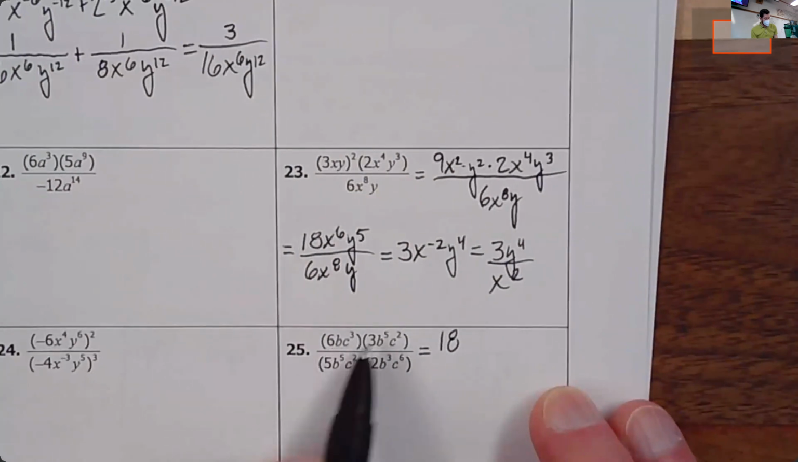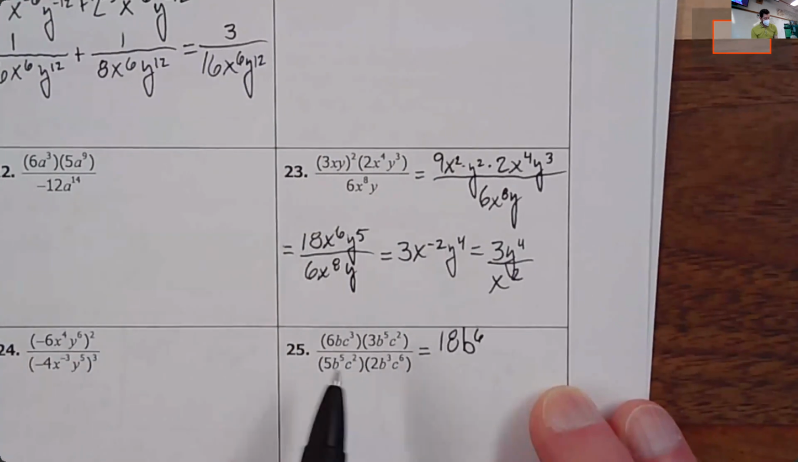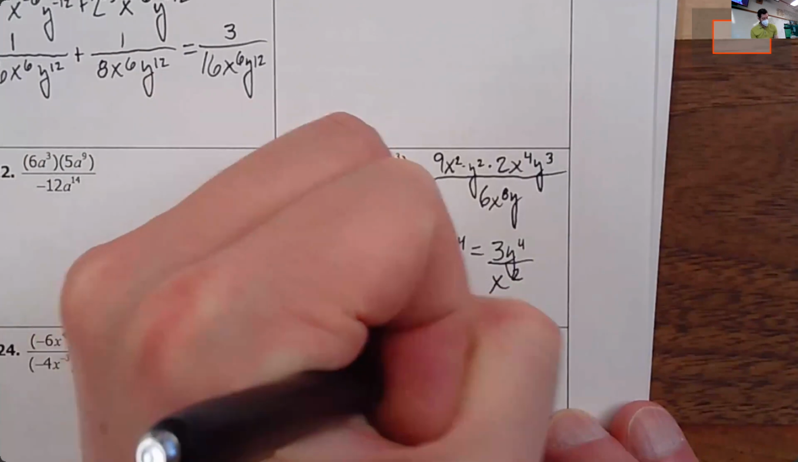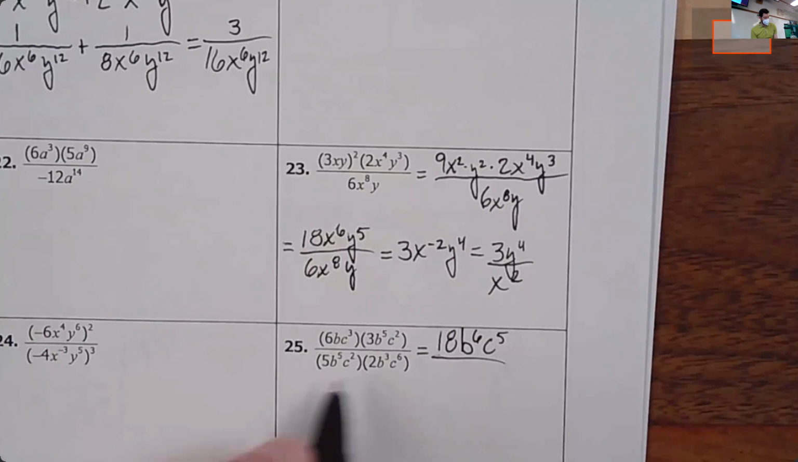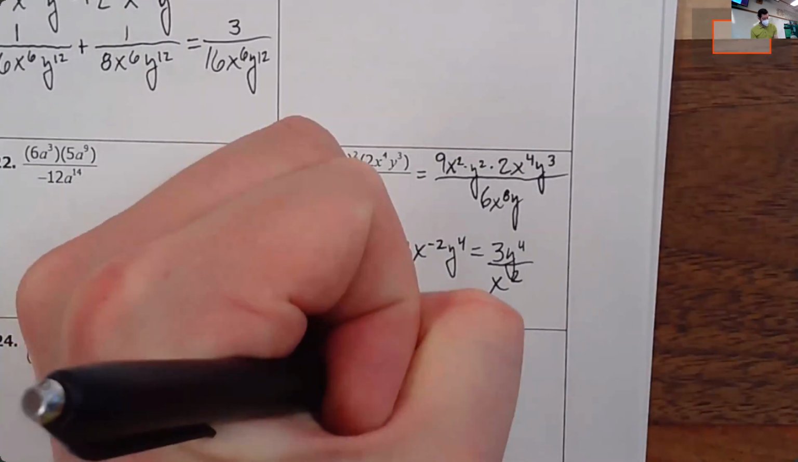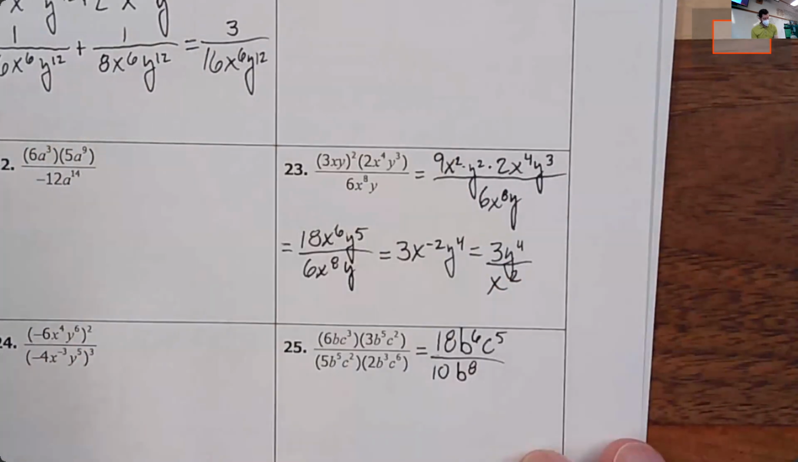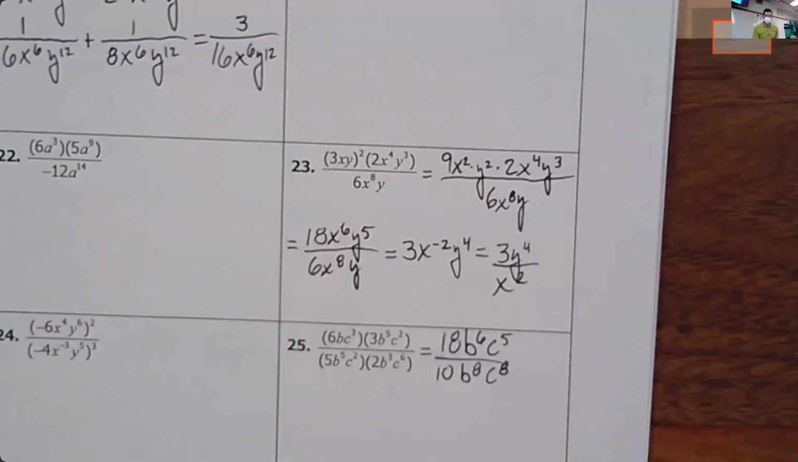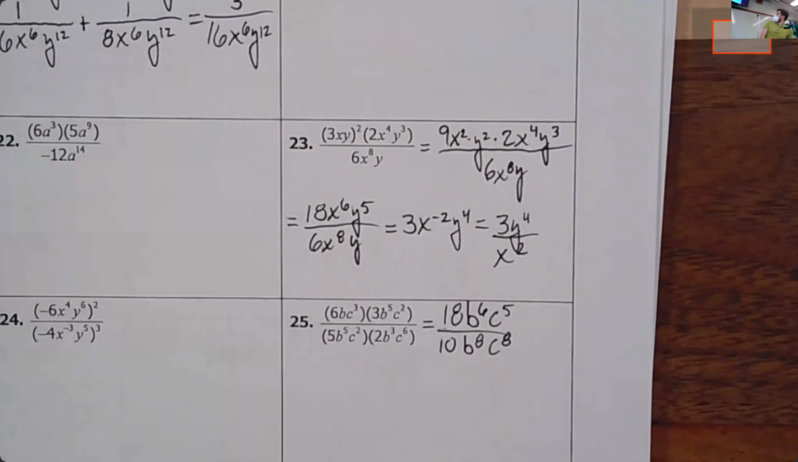B and then b to the fifth, add the exponents. 1 plus 5 is b to the sixth power. And then c to the third, c to the second, 3 plus 2 is c to the fifth. Over. Product rule in the denominator as well. 5 times 2 is 10. B to the fifth, b to the third, add the exponents, that's b to the eighth power. And then c to the second, c to the sixth, add the exponents, that would be c to the eighth power. This is what we're at right now.